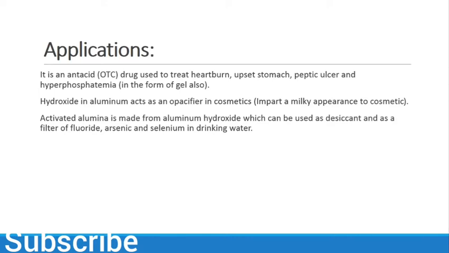So activated alumina is made from aluminum hydroxide, which can be used as a desiccant and as a filter of fluoride, arsenic, and selenium in drinking water. You can use activated alumina, which is made from aluminum hydroxide, to clean the water of fluoride, arsenic, and selenium by binding to it or by making precipitates.